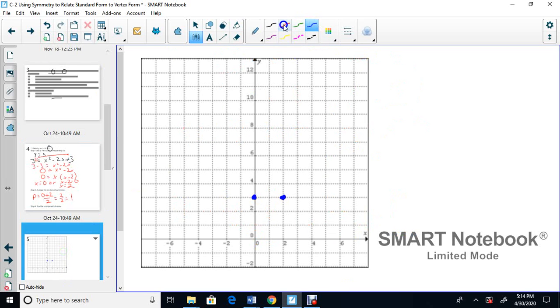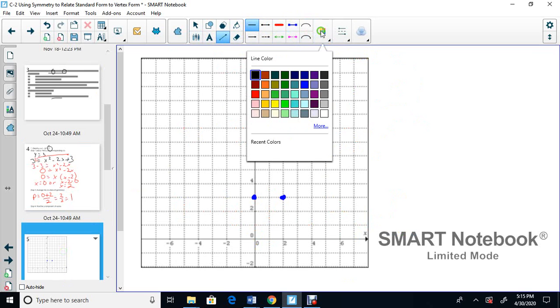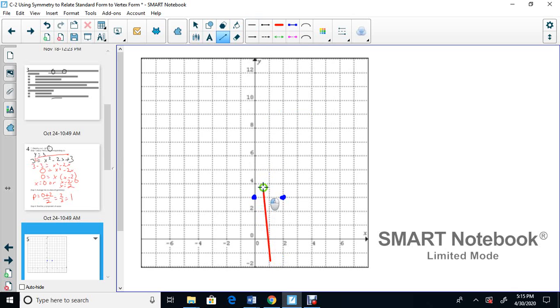So let's draw it here. Okay, I'm going to draw a line right down at x equal to 1 right here. That's our axis of symmetry, which cuts it in half. So x equals 1. We'll put the little arrows on the end.